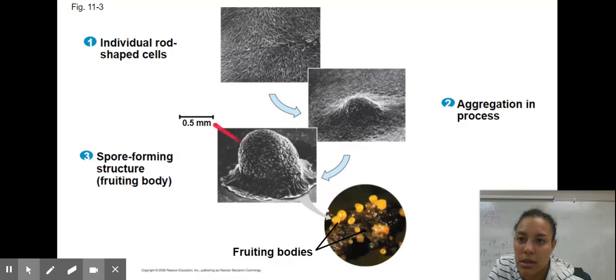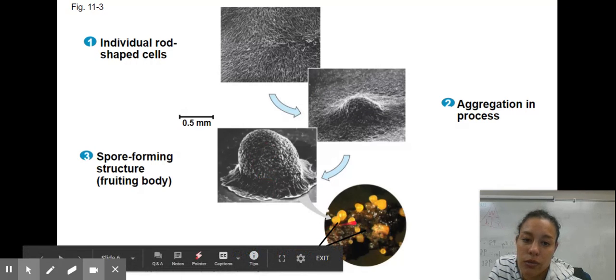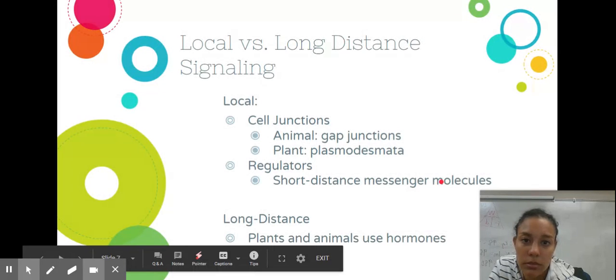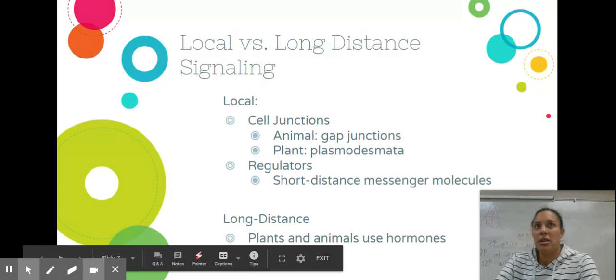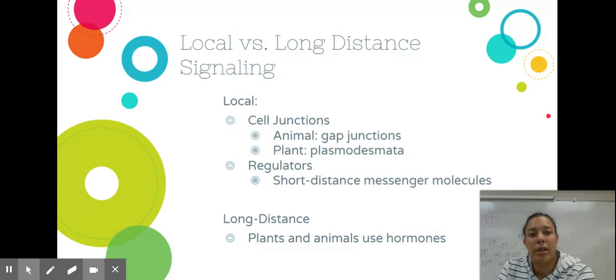So we've got initial rod-shaped cells. We can see that there's an accumulation or aggregation in process here. This leads to a spore forming and new fruiting bodies, or another version of asexual reproduction that's happening here. So because there's communication happening, this can happen again on a local level or a neighboring level between cells, and it can happen at a long distance level as well.